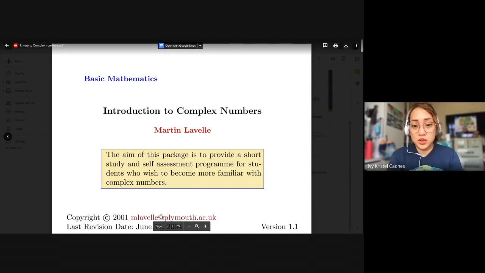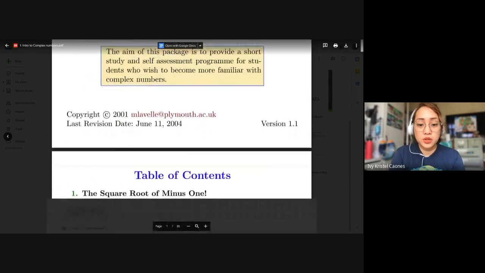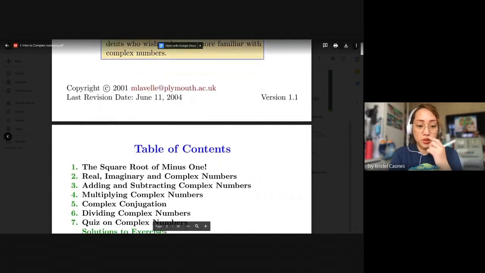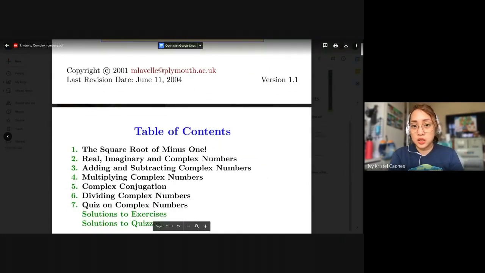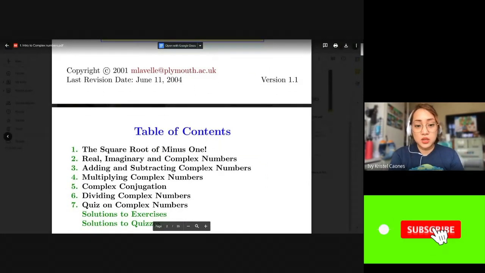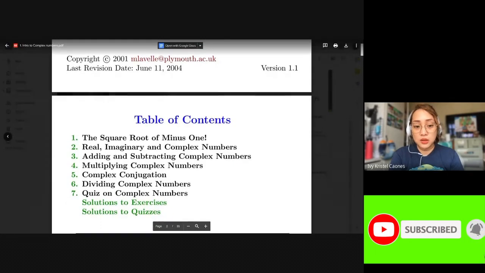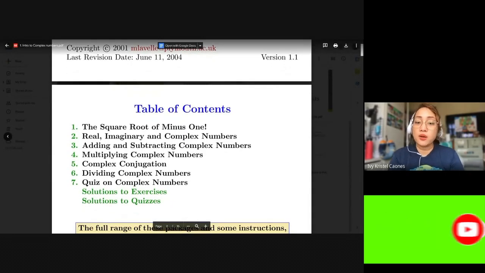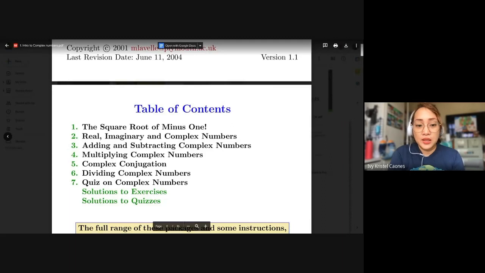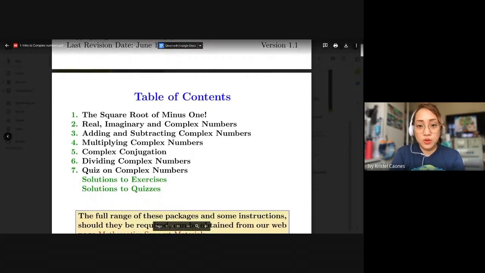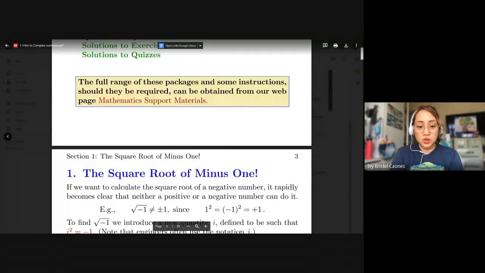Our subject is about complex numbers. When you say complex numbers, we are going to tackle these six topics: the square root of minus one, real and imaginary, and complex numbers. Adding, subtracting, multiplying, complex conjugation, dividing complex numbers, and we will also be tackling another form of the complex numbers.